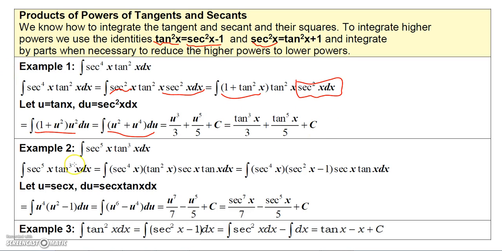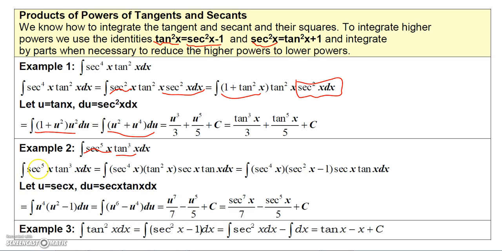Now another example is where I can actually use the other trig identity. I have secant fifth x and tangent cubed x. In that case, since both of these are odd, I would have to factor a secant x out of this in order for that to be an even, and a tangent x out of this in order for this to be an even. So let me show you how I'm going to do that.